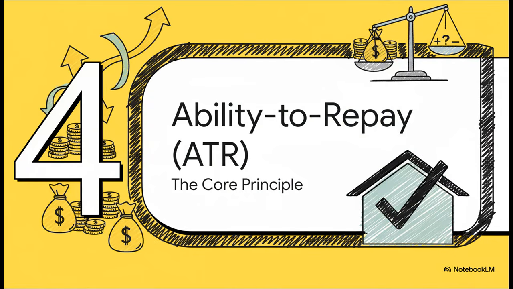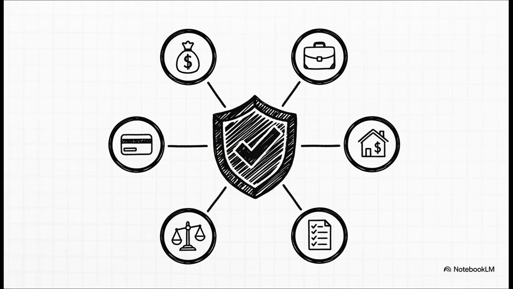So, all of this brings us to the absolute core principle of modern lending. This is the big one, the ability-to-repay standard. It is completely non-negotiable. Under the ability-to-repay rule, you have a legal duty to make a reasonable, good-faith decision that the borrower can actually afford to pay back this loan. This means you have to verify and document a whole bunch of stuff. 8 key factors, from income and employment to credit history and all their other debts. You can't just take their word for it anymore. You have to prove it on paper.